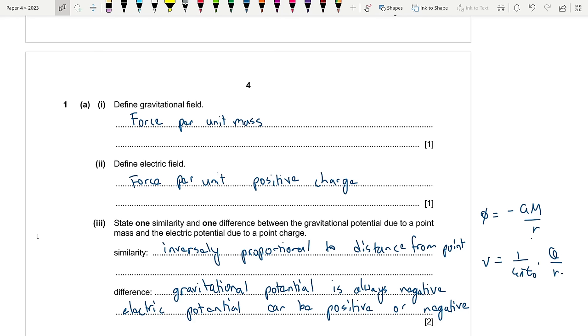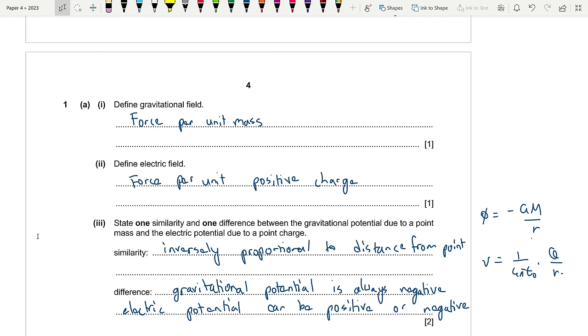And electric field strength and gravitational field strength, you might be familiar with those answers. It's force per unit mass and force per unit positive charge in the previous question papers. But now, those definitions have been removed. In the paper, they will never ask you what is gravitational field strength, what is electric field strength. Rather, they will ask what is gravitational field and what is electric field. And these are the updated answers, okay? So please keep that in mind.